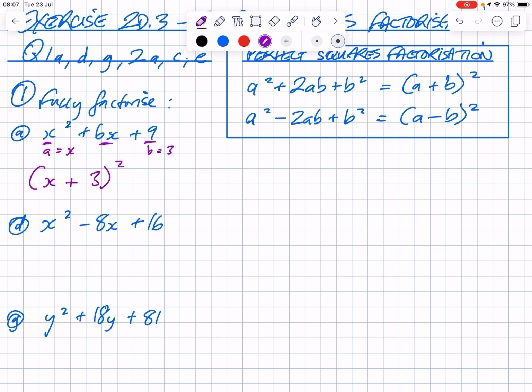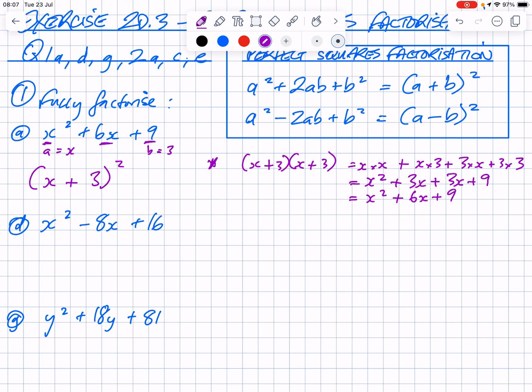If you have time, if you want to show off in your test, you can always check this by expanding it just to be sure. So x plus 3 squared means x plus 3 times x plus 3. And then you can FOIL that, or perfect squares expansion that, but I'll FOIL it. First is x times x. Outers, x times 3. Inners, 3 times x. Last, 3 times 3. X times x, x squared. 3 times x, 3x. 3 times x, 3x. 3 times 3, 9. 3x plus 3x, that's 6x plus 9, which is the same as what we started off with before, so this is correct.